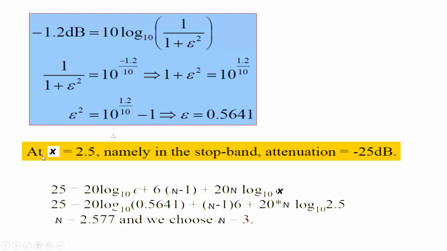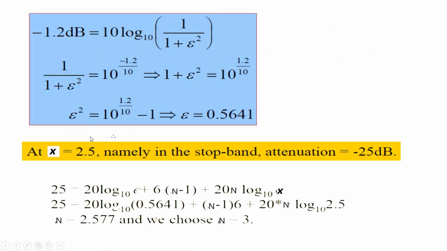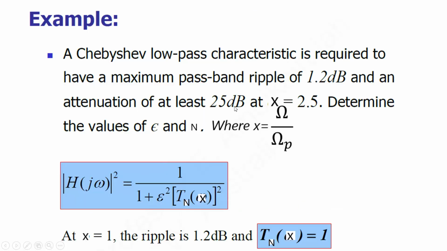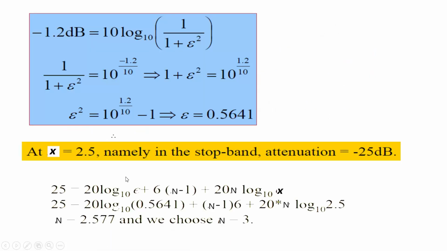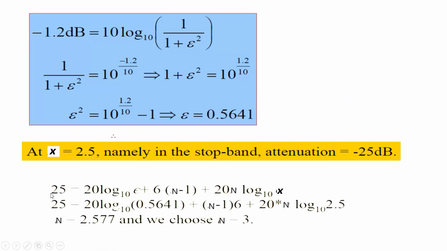Now, it is also given that at x is equal to 2.5, that means when this ratio is 2.5, we are in the stop band, because for this 2.5 minus 25 dB will be the attenuation. So in that case, we can use the expression which we derived here for the attenuation. It is 25, and because we have already calculated epsilon, we can substitute the values.